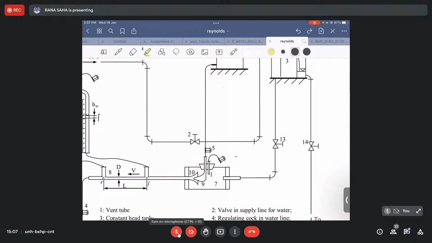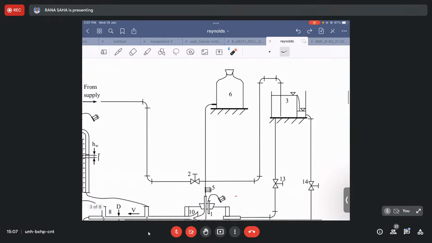Where you can see one line. I mean, this line, if you see, this actually is coming from another container 6, which is situated slightly above the constant head tank, and this container actually is having a colored substance. Typically, we can say we are having, say, KMnO4. What is KMnO4? Potassium permanganate. What is the color of potassium permanganate? Violet pink. Right. So this actually is the dye. We can call it a dye.